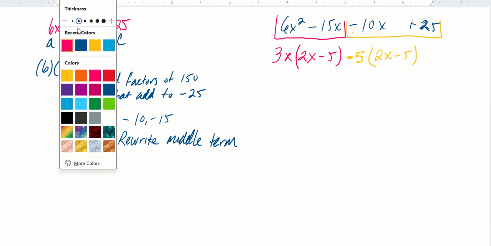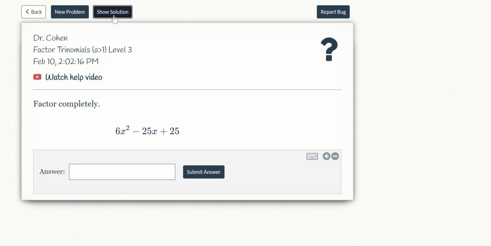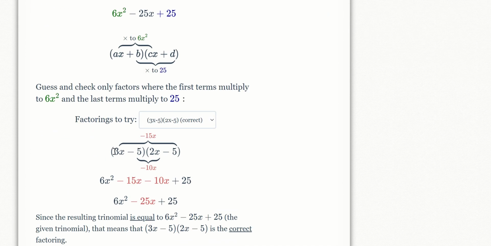The last step is we're going to combine what is outside the parentheses. So 3x minus 5, and group that together in parentheses and multiply that by 2x minus 5. And that's our answer. So the factored form using the A times C method would be 3x minus 5 times the quantity 2x minus 5. What's nice about the program that I'm using is I can just click show solution, and it'll give me 3x minus 5 times 2x minus 5.